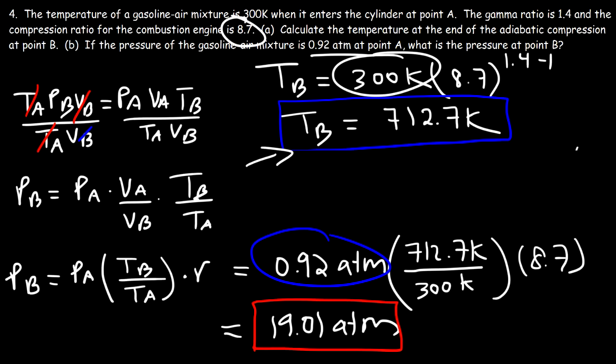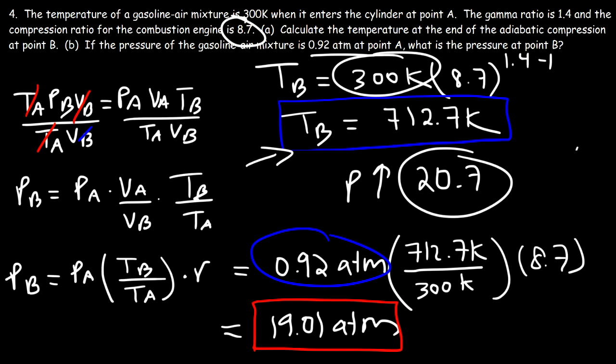So if we take 19.01 and divide it by 0.92, the pressure increases by a factor of 20.7. So during a compression stroke, the pressure greatly increases. The temperature increases slightly. It did a little bit more than double, but the pressure greatly increased during this compression stroke.